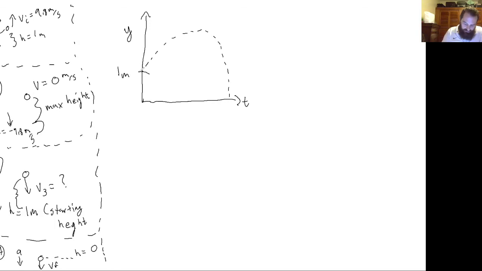So this point is point one, max height. This will be point two, this will be point three, and this will be point four. Okay.